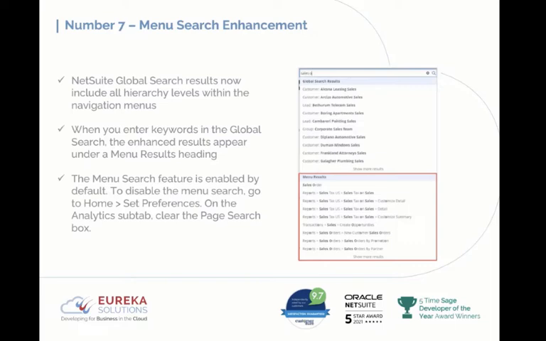So you'll see here from the picture, you'll get the menu results, which gives that more granular hierarchy breakdown, just to be able to access different areas of the system quicker. Now, when you use these keywords in a global search, the enhanced results appear under a menu results heading. Now, this feature is enabled as default, but it can also be switched off by going to Home and Set Preferences, and then on the Analytics subtab, clearing the page search box.